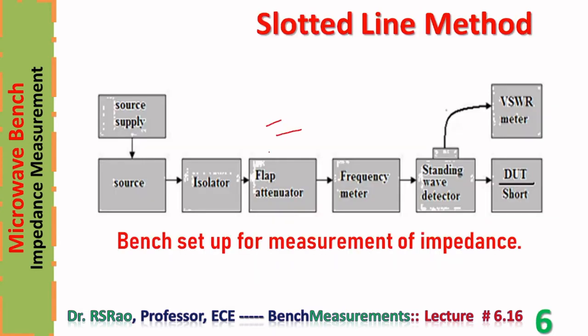This is the bench setup for measuring impedance: source supply, isolator, flap attenuator, frequency meter. The frequency meter's presence is not essential in the measurement of impedance. If it is there, let it be there, but see that it is in a detuned position. Now, the output of the frequency meter is connected to the standing wave detector, whose output via a tunable probe is given to the VSWR meter. The standing wave detector is terminated with the DUT first and then with a short later.